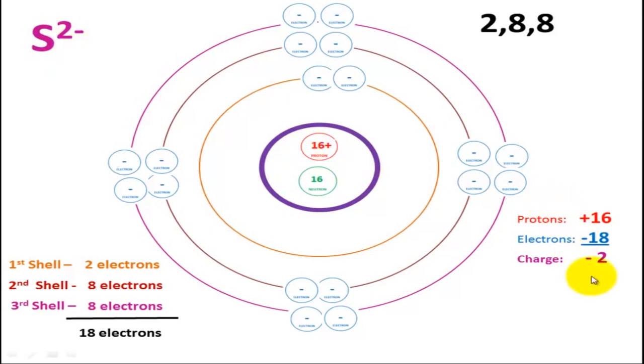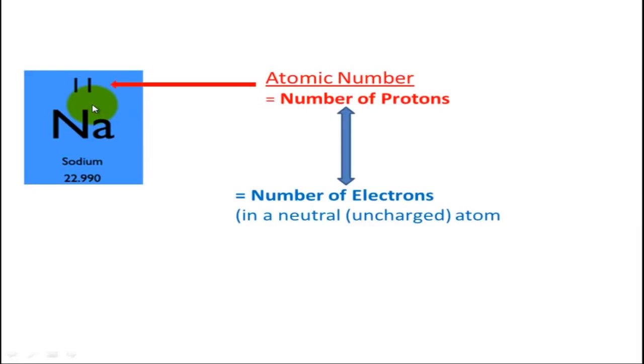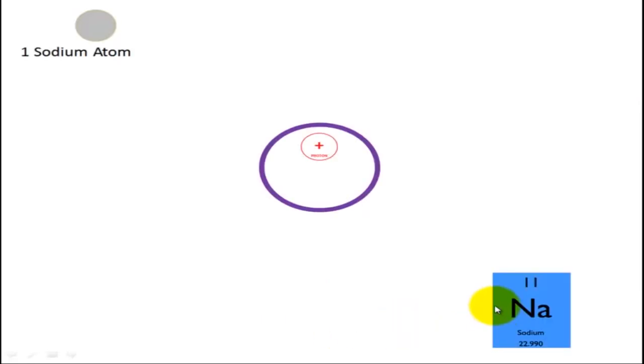The atomic number is 11, number of protons 11, number of electrons the same, so it is neutral, uncharged. Protons positive minus negative electrons, you get 0 net charge. In the nucleus, we have 11 protons and 12 neutrons. When you add, you get a mass number of 23, the mass number of sodium. Therefore, 11 protons and 11 electrons are equal.